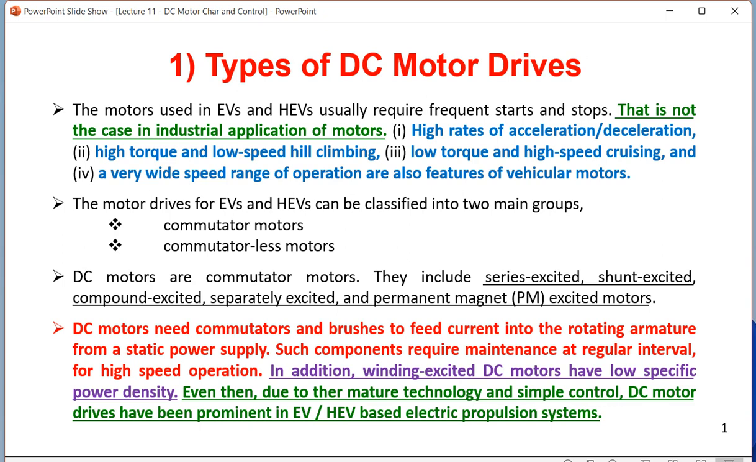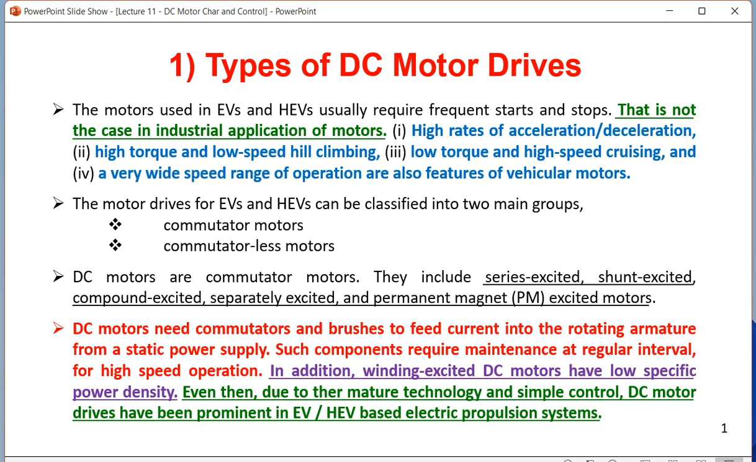So such components require maintenance. I told you that the brush keeps on eroding because the brush is connected with the commutator surface. There the erosion happens and a spark is created at the brush-commutator junction, and that spark is not safe for an electric vehicle or hybrid electric vehicle. So that is a very big negative for using a commutator type DC motor in an EV. That's why we use a commutatorless or brushless DC motor, in which there is no spark generation. That is a prime advantage of the brushless DC motor.